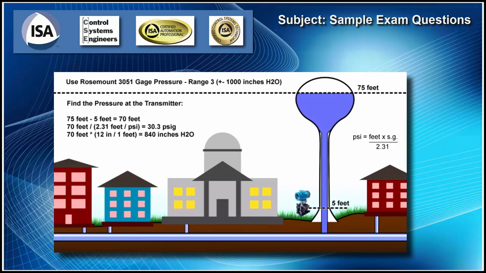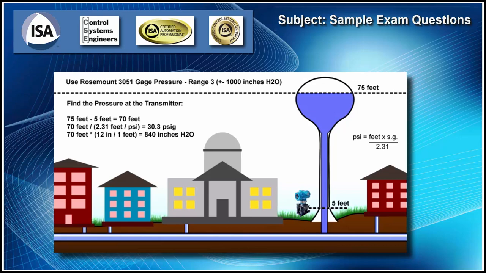Now, if they ask what it is in inches of water, we would take 70 feet and multiply our feet times 12 inches, and that turns us into inches. And that's 12 inches per foot. So the feet cancel out, you're left with inches, and we get 840 inches of H2O.